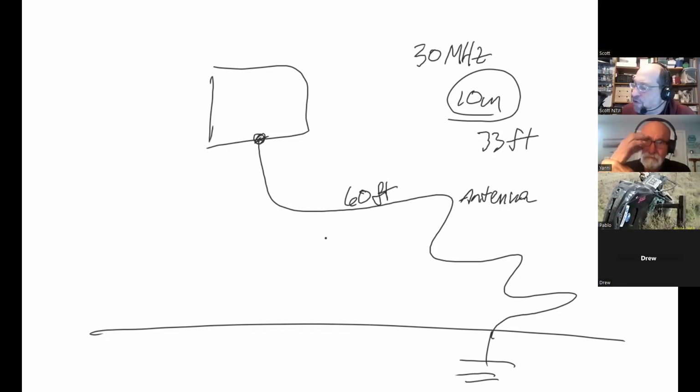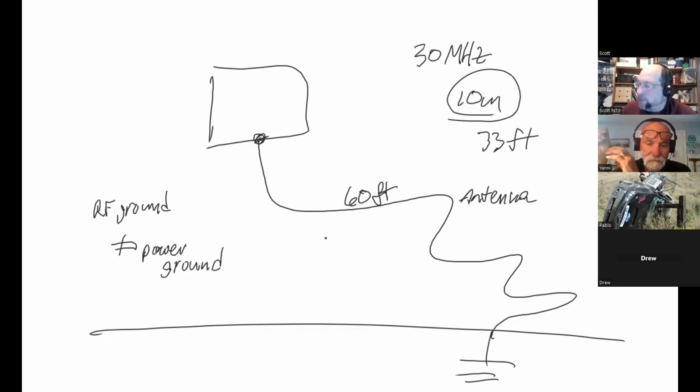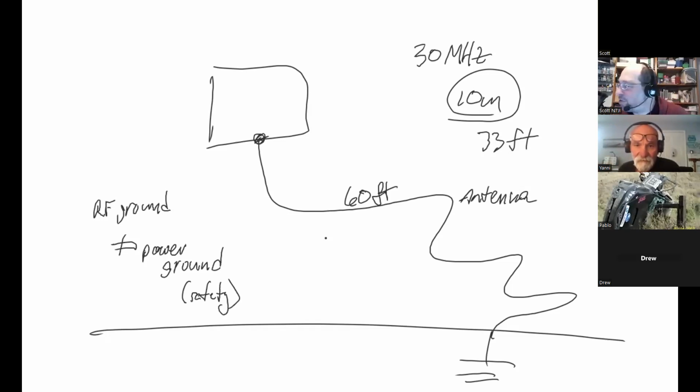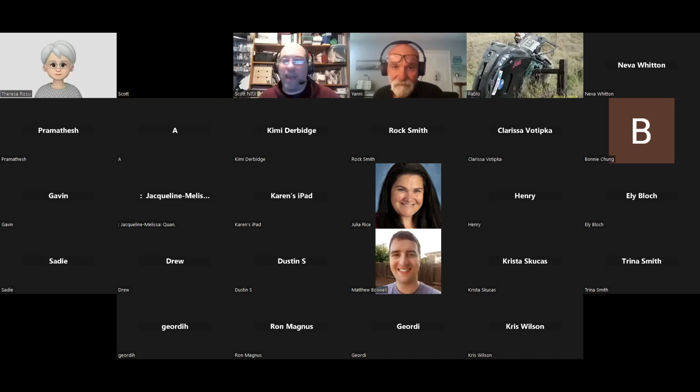So RF ground is not equal to power ground. And that's why RF ground can be really tricky. Because power ground is safety ground. RF ground is RF ground. They're totally different things. They behave differently.